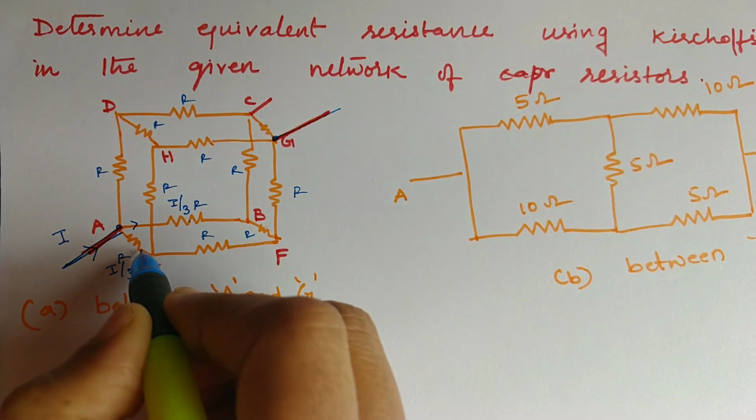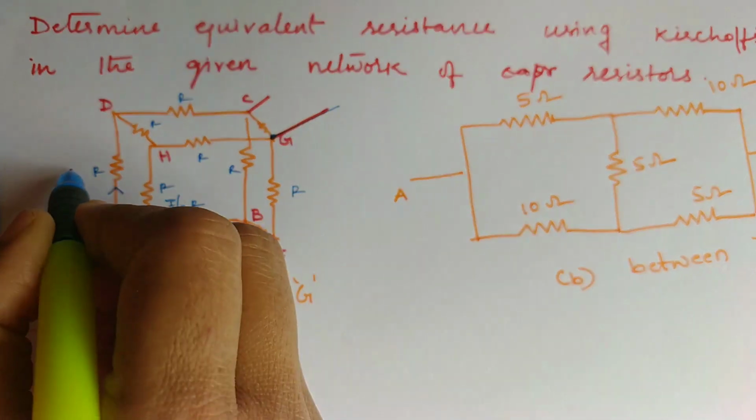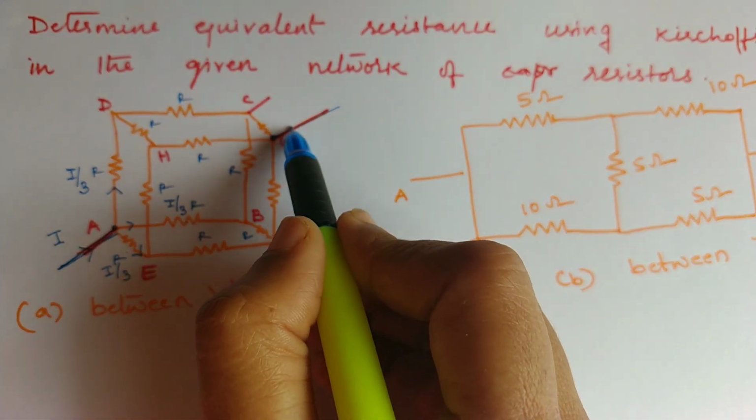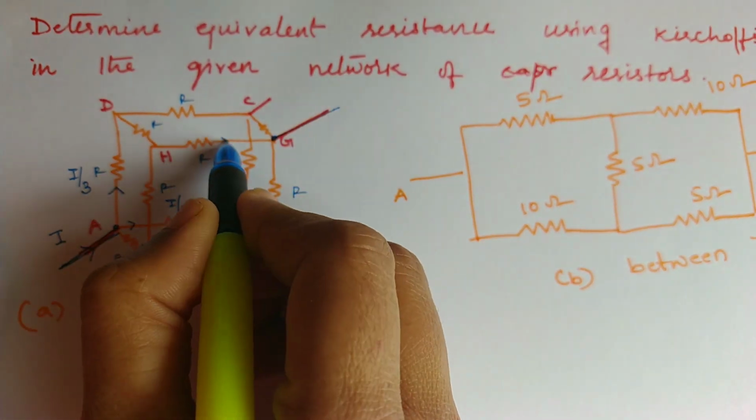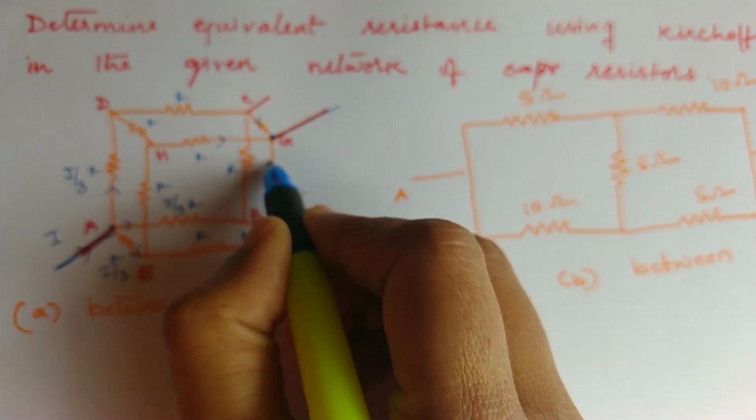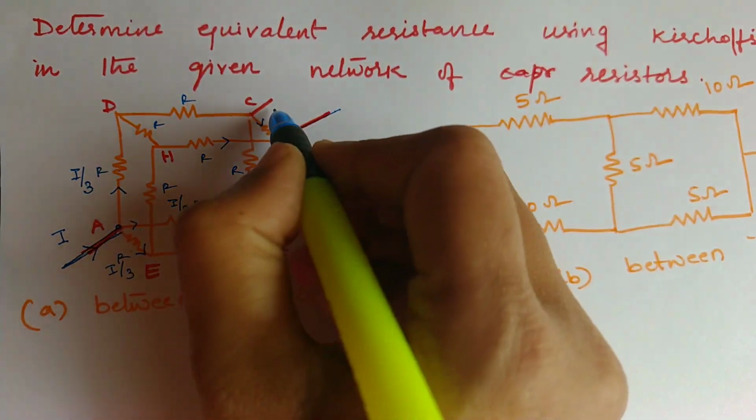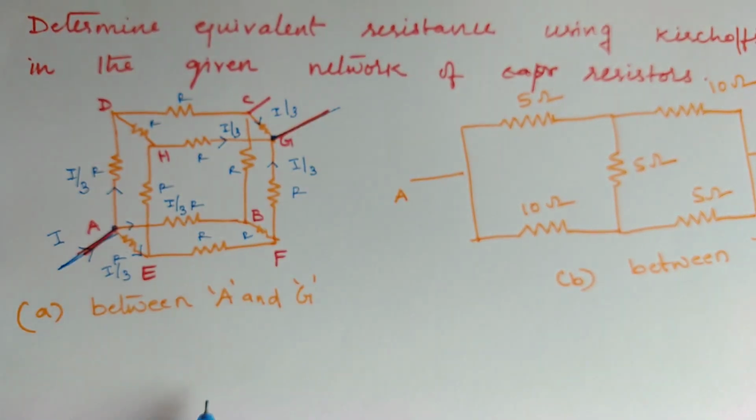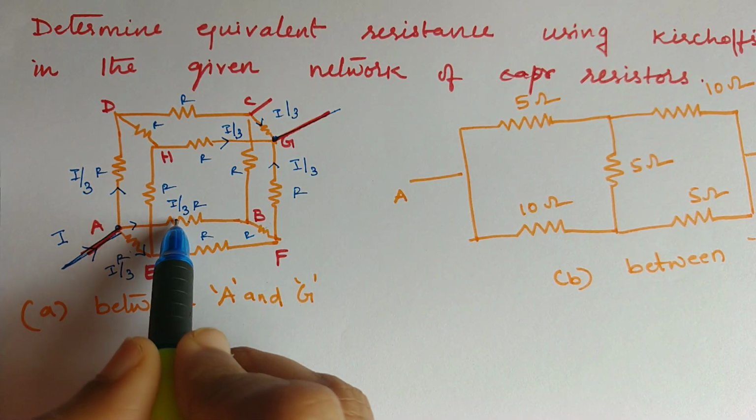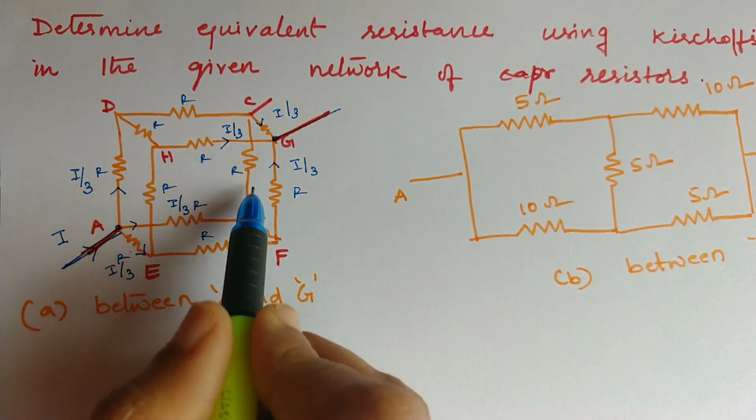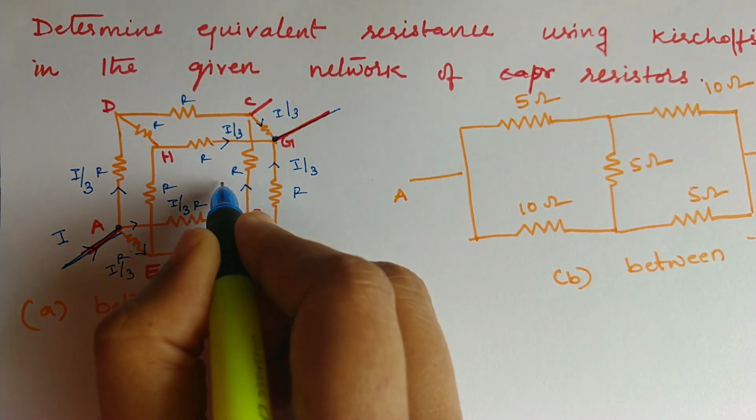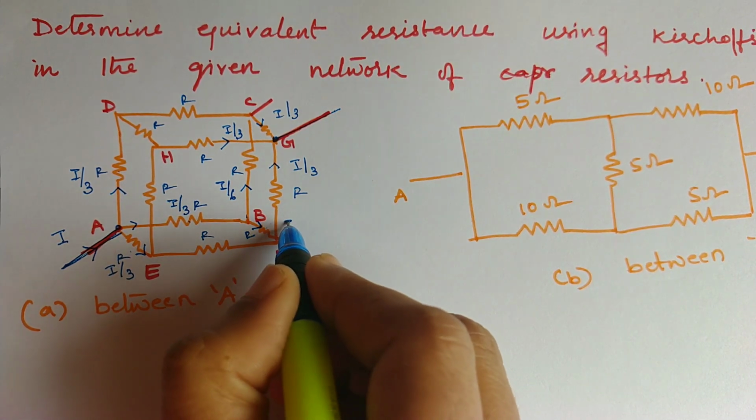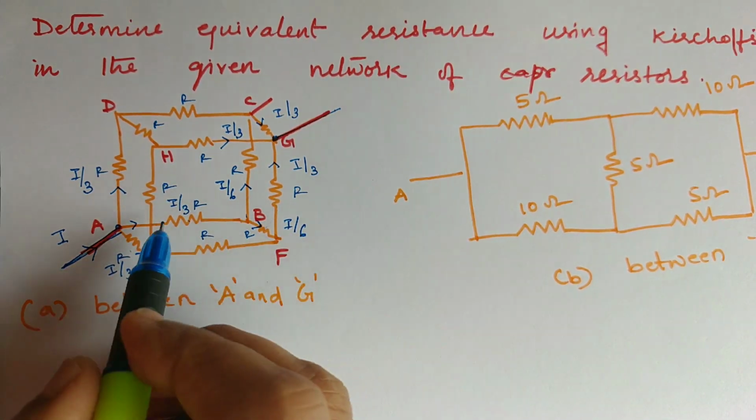In this branch as I by 3, give arrows. In this branch also as I by 3. Now since it is coming out from G, it should be received again as I by 3, I by 3, I by 3. Now go along this branch, it is I by 3, again split into 2 parts. Will become I by 6. In BF also it is I by 6.